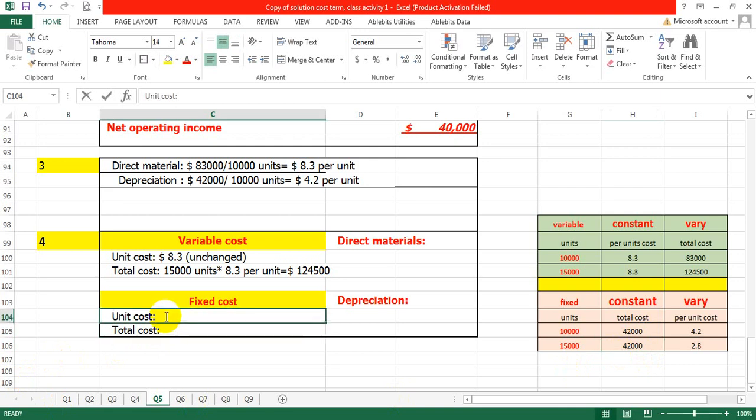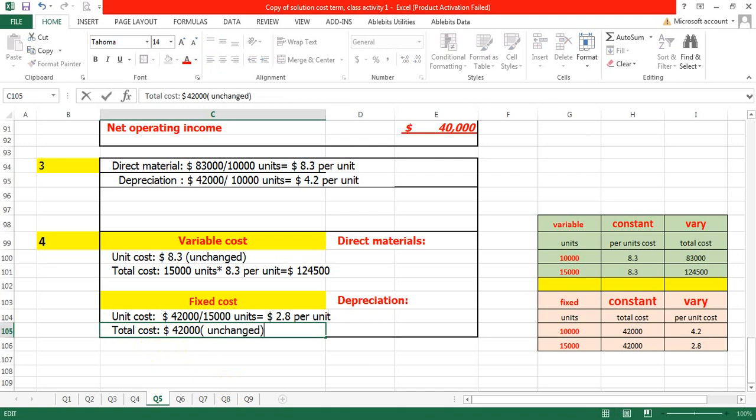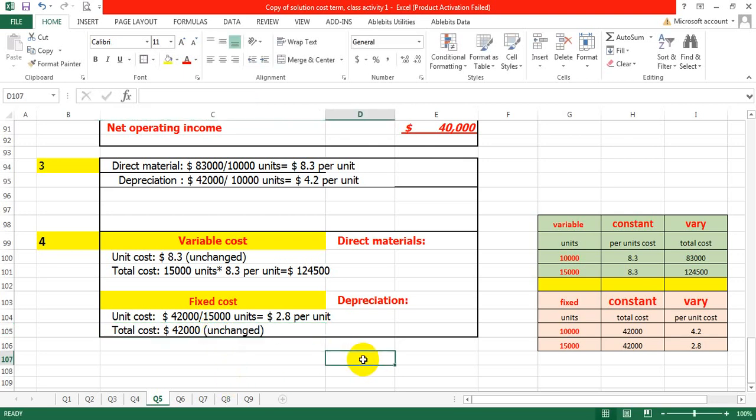Okay, fixed cost behavior लिख लें आप ज़रा जल्दी से. 42,000 divided by 15,000 units equals $2.8 per unit, right? Okay, what about total cost? When we change the level of activity, total cost is unchanged, right? Total cost will not change. I hope you understand, students.